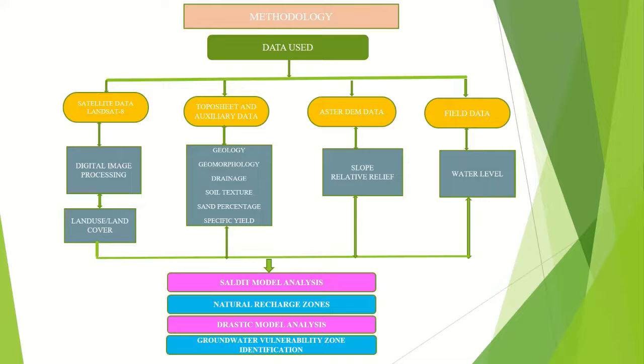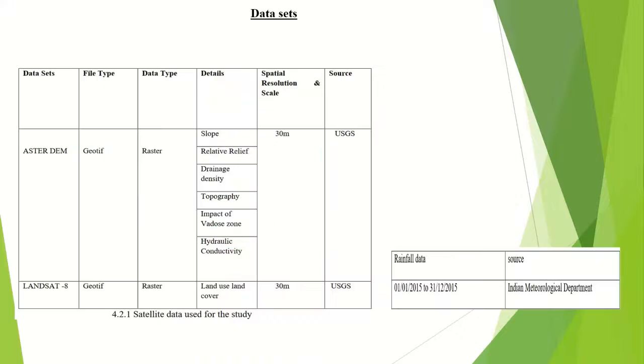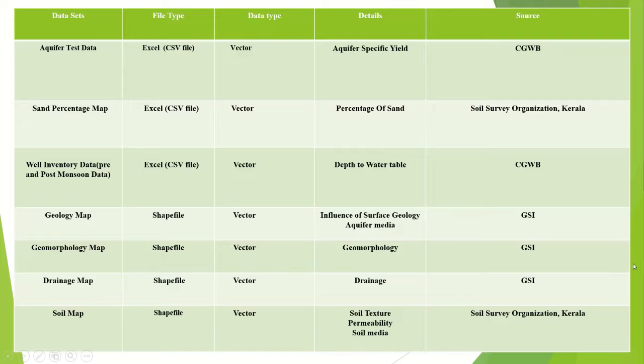After the collection of all these data types, SALDIT model analysis is done for the identification of natural recharge potential zone, and we also use these data types for DRASTIC analysis to identify the groundwater vulnerability zones. And in this, source, data types, file type and other details of data sets were included, and also rainfall data source is included. And this also shows the data sets and their corresponding source.